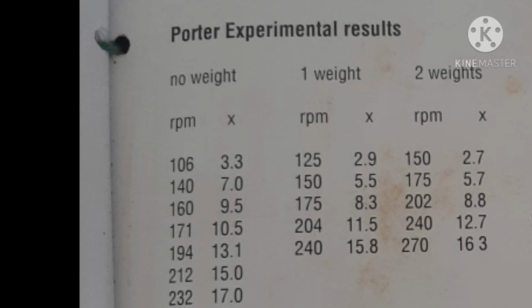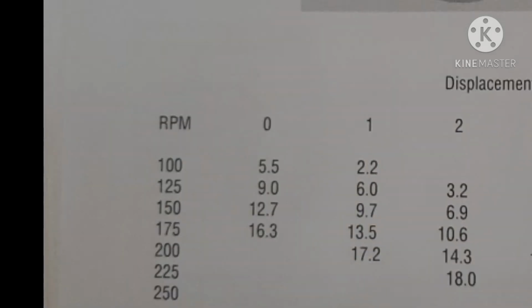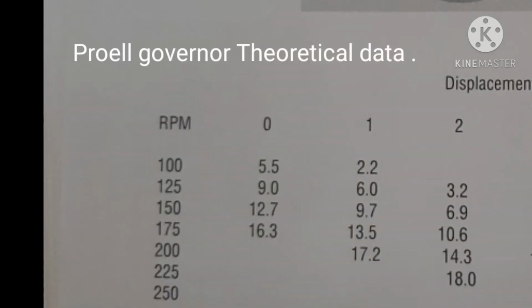In this plot you have to draw the theoretical value and experimental value, right? Compare them in the same graph sheet for one governor, right? If it is the Porter governor, then you will get 3 lines for experimental results and 3 lines for theoretical results, right? In the same sheet, in different colors, right? And same as that, you have to plot the graph for the Proell governor and the Hartnell governor, right?